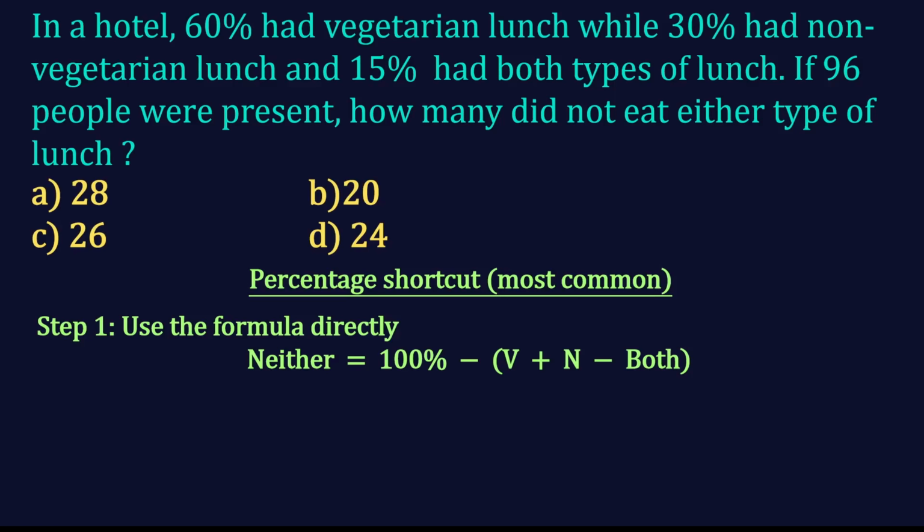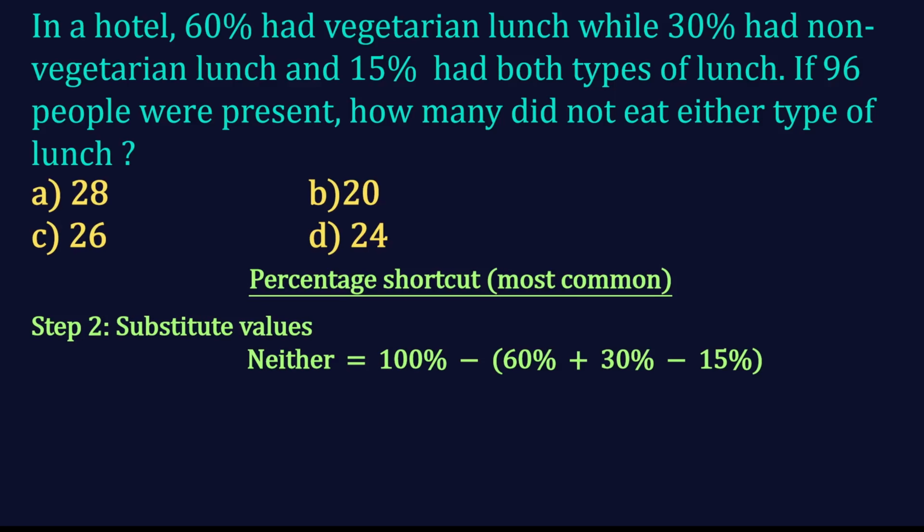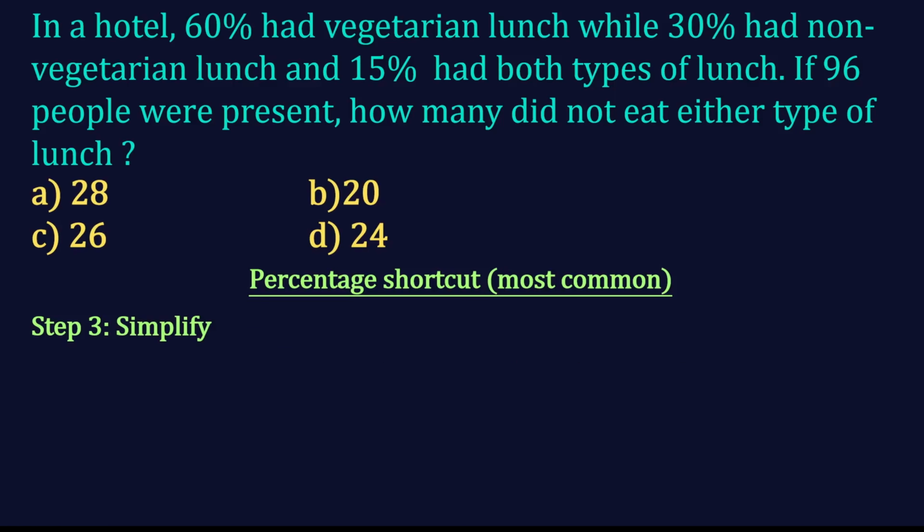So that'll be 100% minus veg plus non-veg minus both. Both are those people who ate veg and non-veg, so the overlapping value. If I substitute the value, that would give me 100 minus 60% plus 30% minus 15%. If I simplify the value inside the bracket, that would give me 100% minus 75%. If I subtract those values, that would give me 25%.